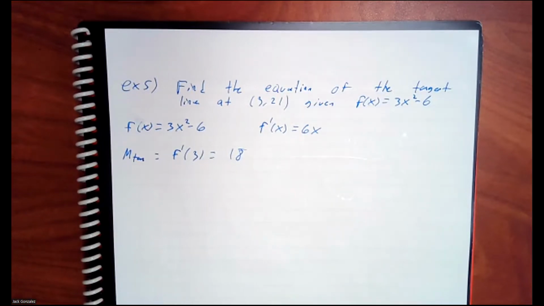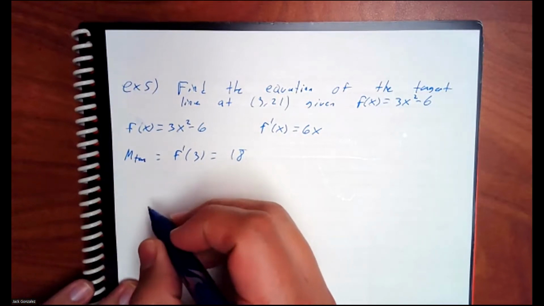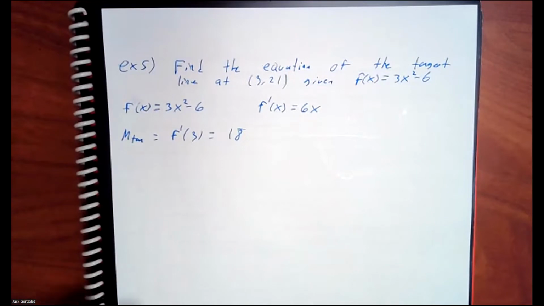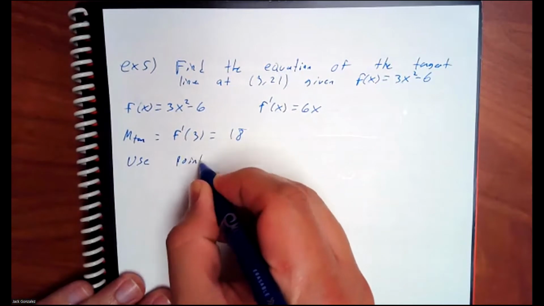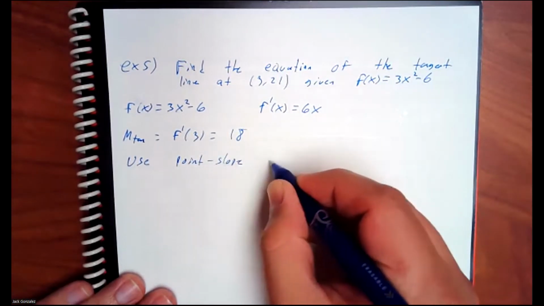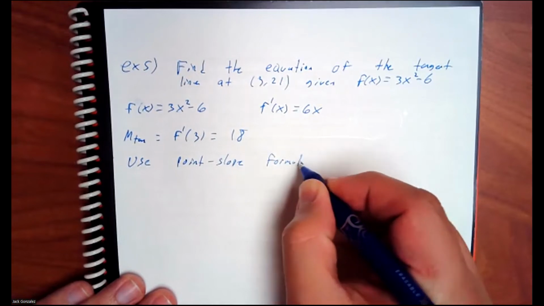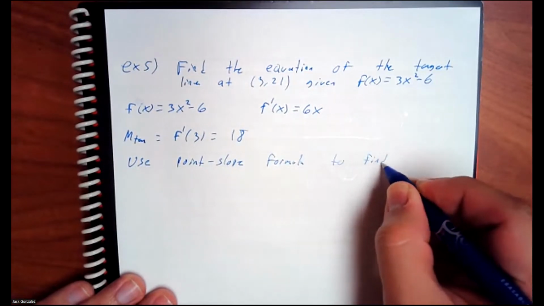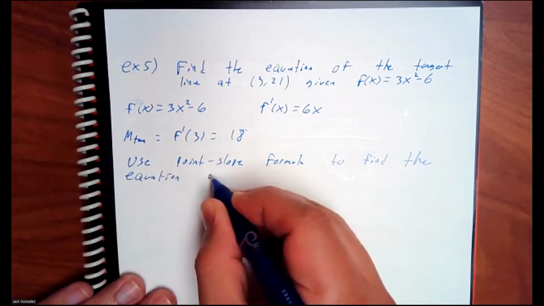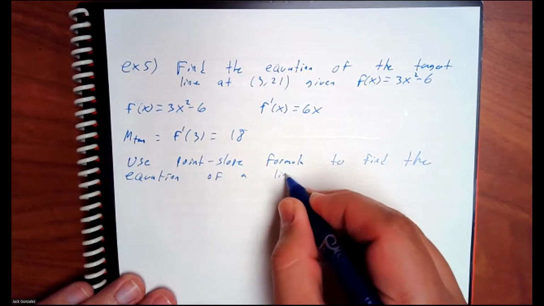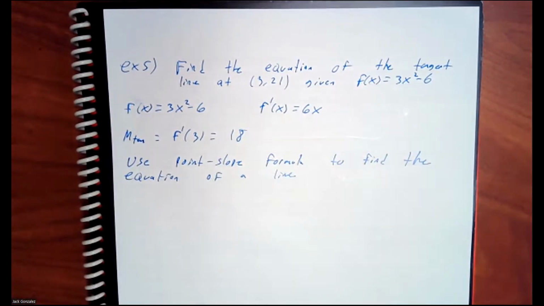So now we're going to revisit, how do we find lines? We have all the information to do it, we just have to remember how to do it. The best way that I recommend to you is to use the point slope formula to find the equation of a line, I mean of any line. In this case, we're doing a tangent line, but it's still a line, so who cares?